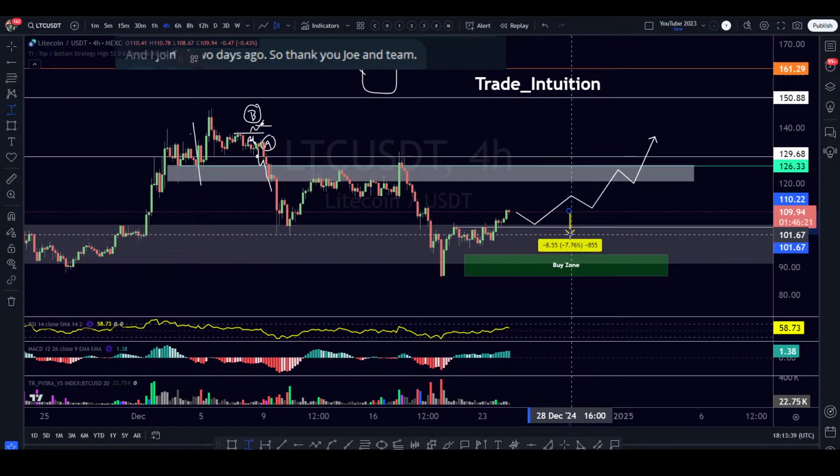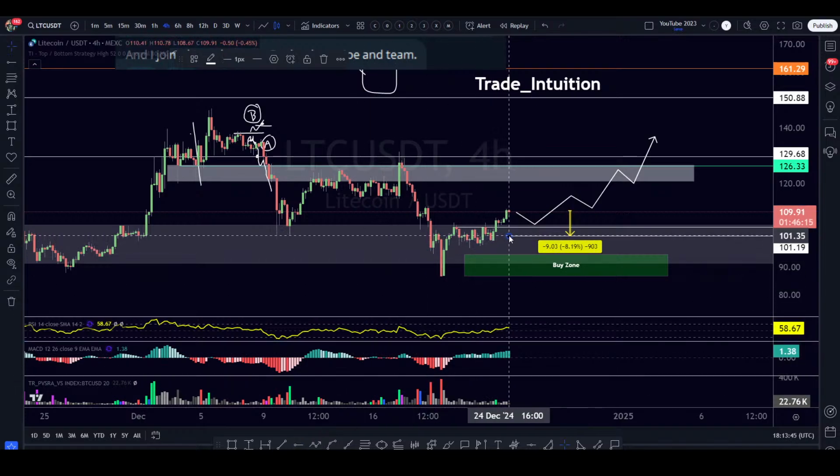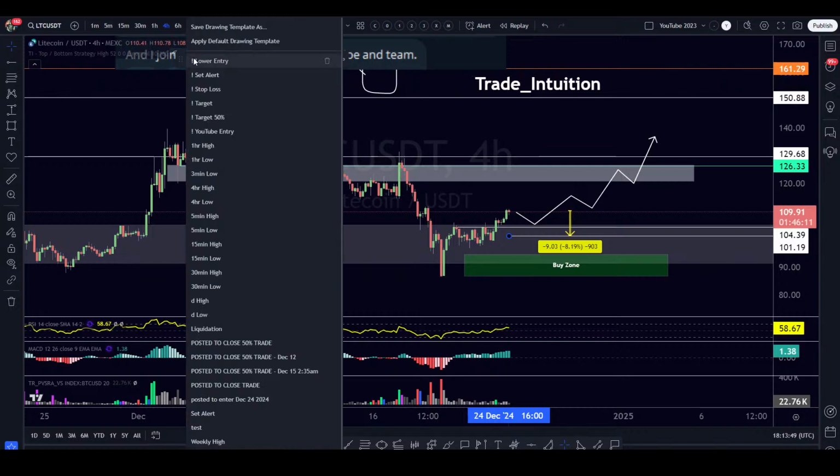I'm going to do a tight stop loss of around 8%. But Joe, that doesn't make any sense. Why would you have a stop loss and then have a buy zone underneath it? Well, I don't know if it'll dump. I don't know if it'll completely dump. And I don't want to risk it.